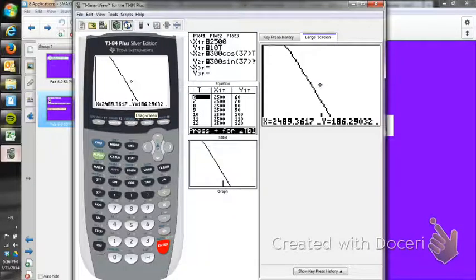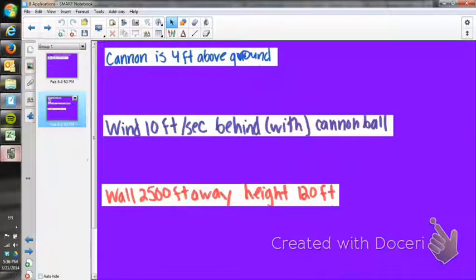Alright, so that's just a couple different applications of parametric functions, so you guys can use parametric functions to help you solve word problems now.